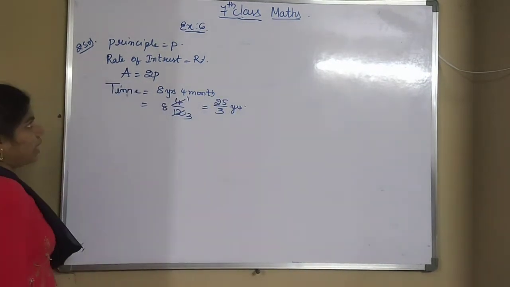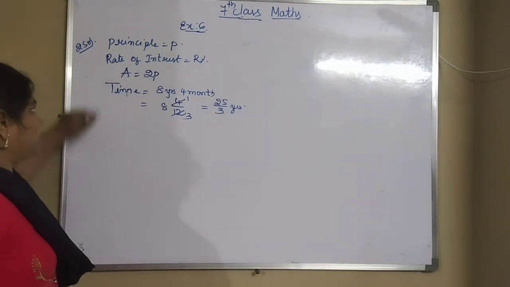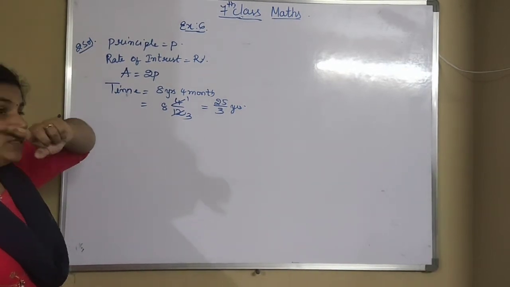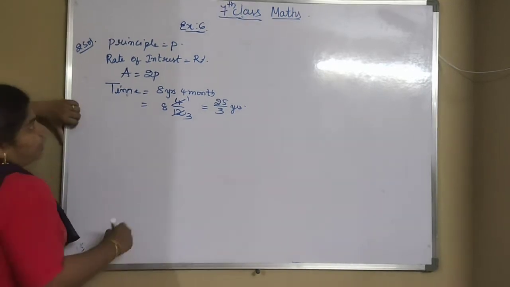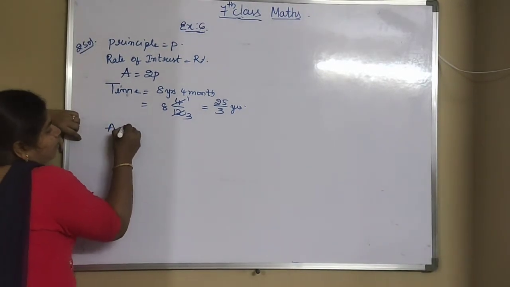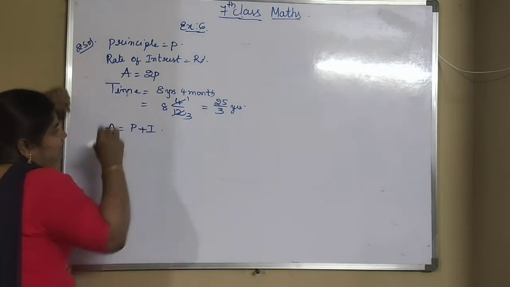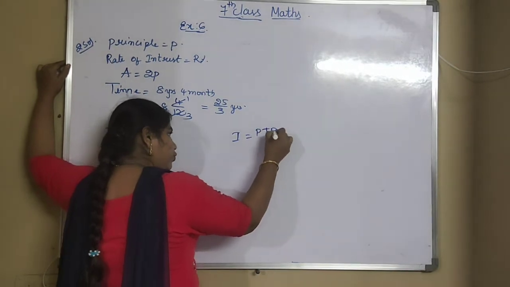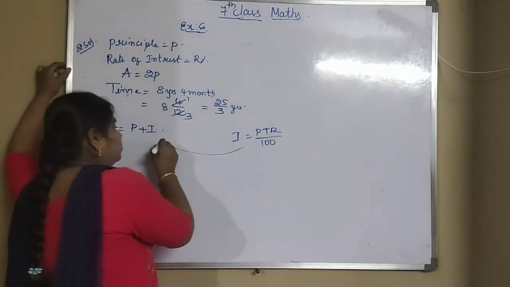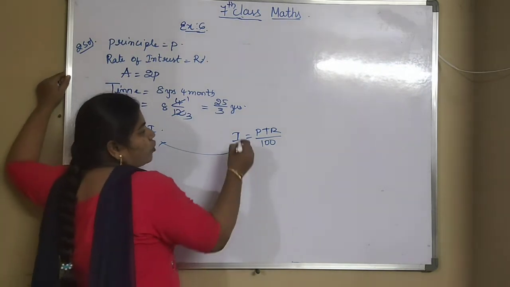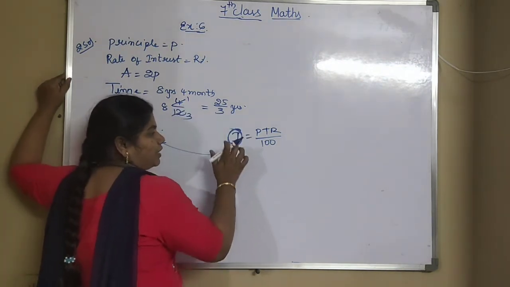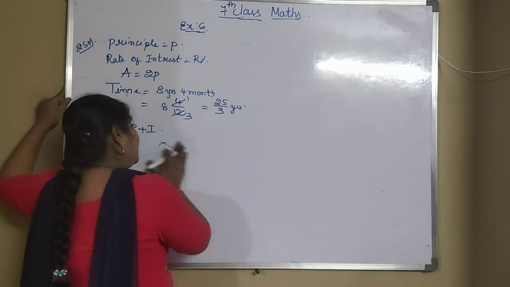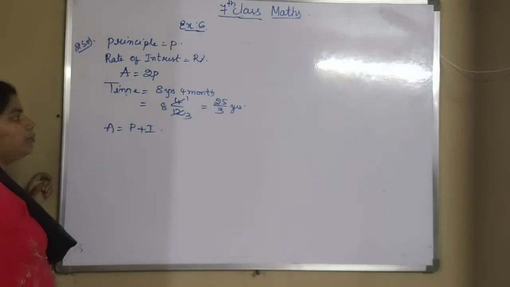Now what we have to find is the rate of interest. But before finding the rate of interest, first we have to find the interest value. Which formula will we use? Amount is equal to principal plus interest. Why? Because I want the I value first. After getting the I value, only then can I find the R value. So I am taking the first formula as A is equal to P plus I.